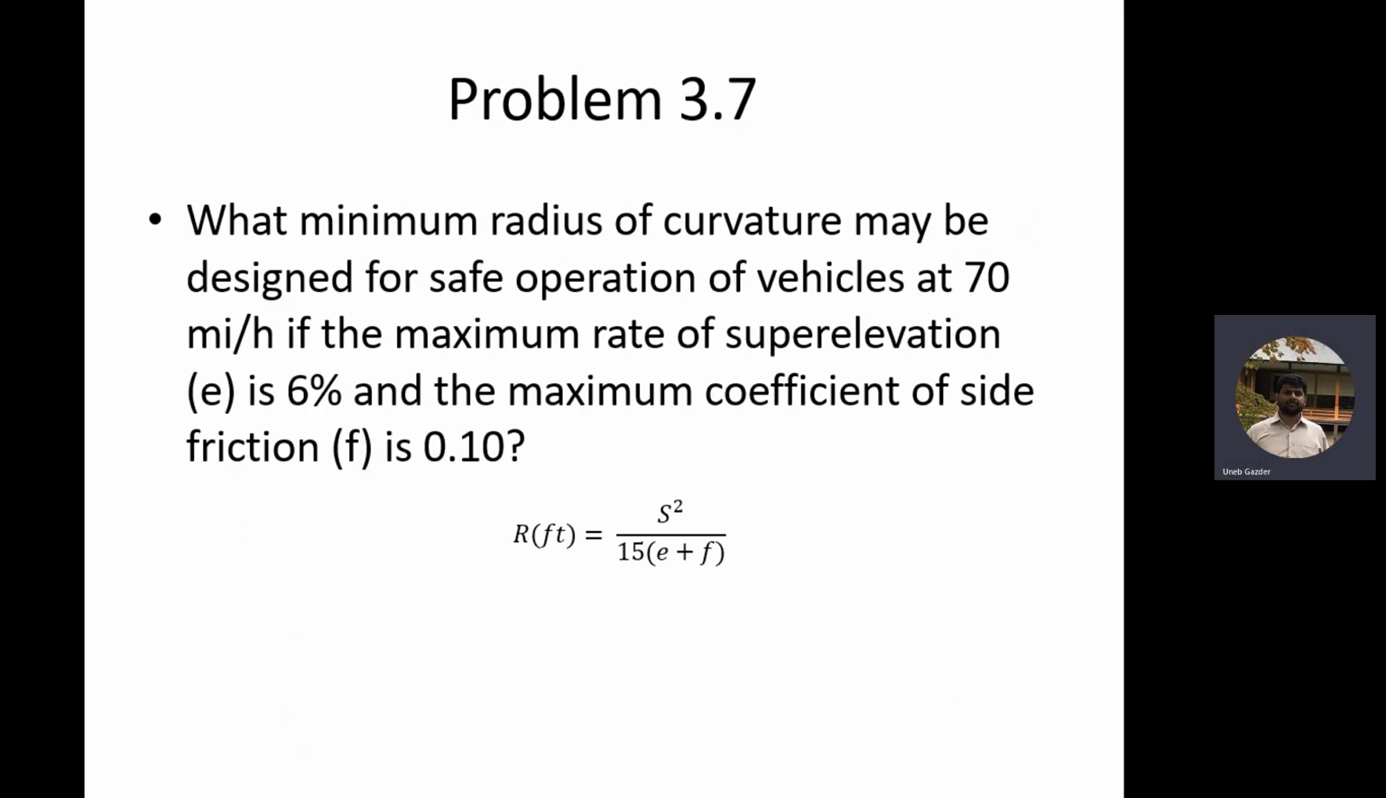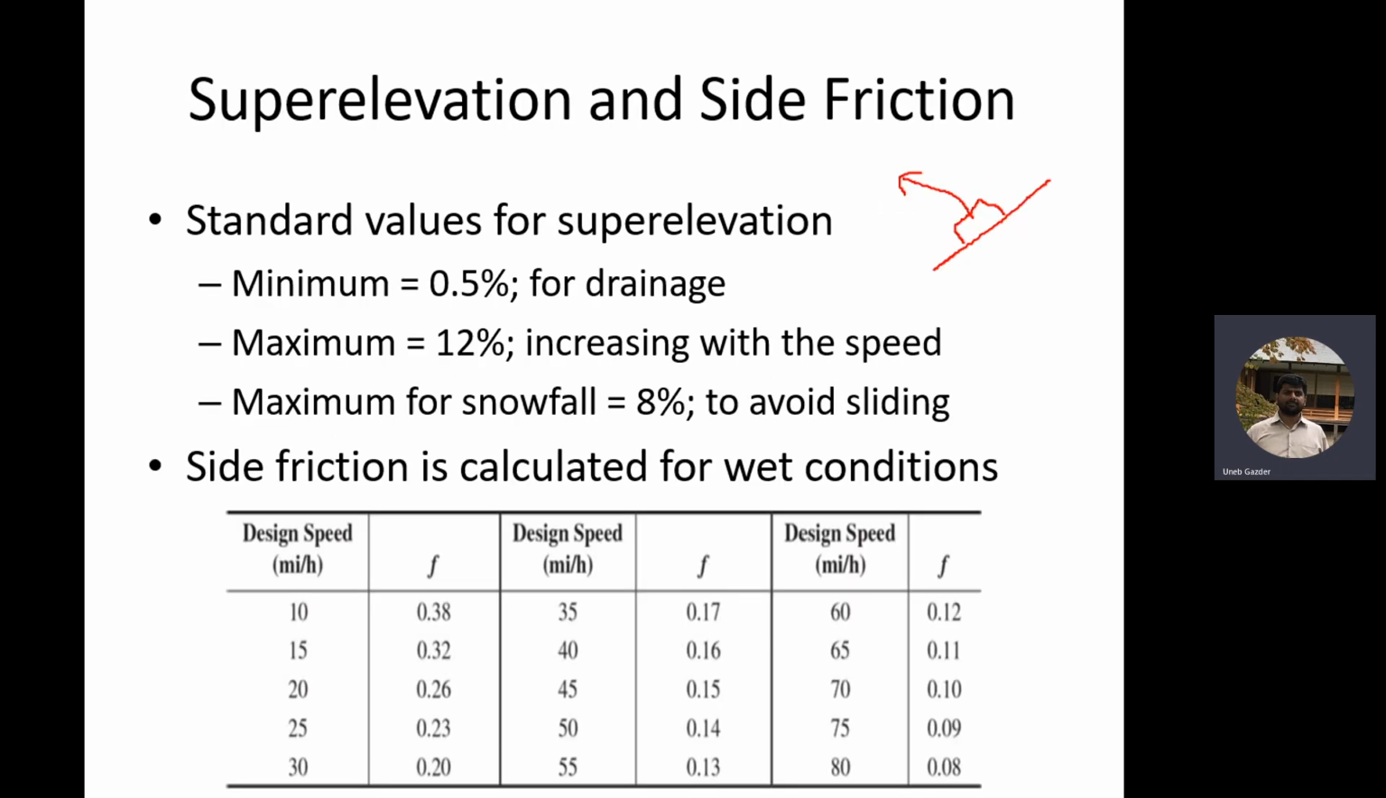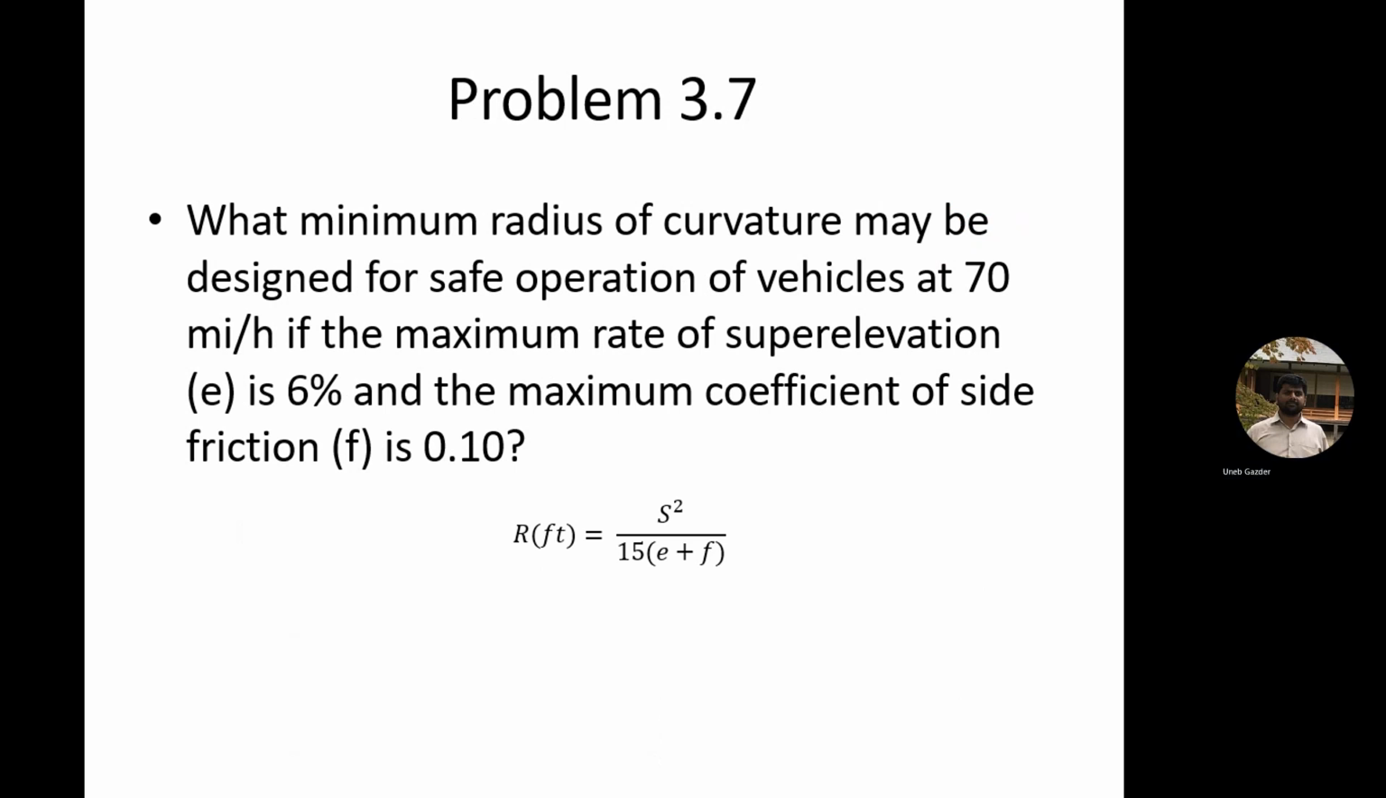This question is very easy. You are given the speed of the vehicle. The maximum super elevation is given as 6%, and the f value is given. Even if I don't give you the f value, you have this table. The speed is given, you can take f. F is given, you can take speed. In this case, they gave us 4, but the value is not in the table, and you are required to calculate the radius.